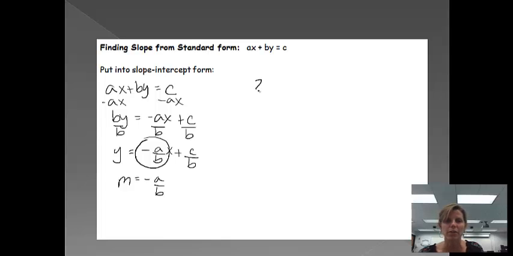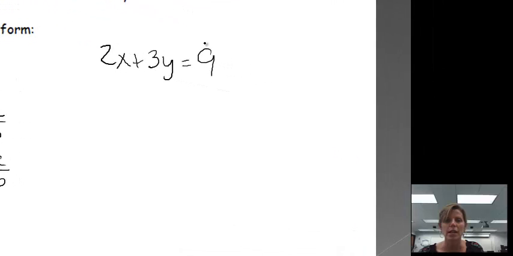Let's say we have 2x plus 3y equals 9. Right, what we're going to do in this one, there are a couple different ways. I'll show you the long way first, and then I'll show you the shortcut. I could just solve it for y equals, just like I did in that first problem.